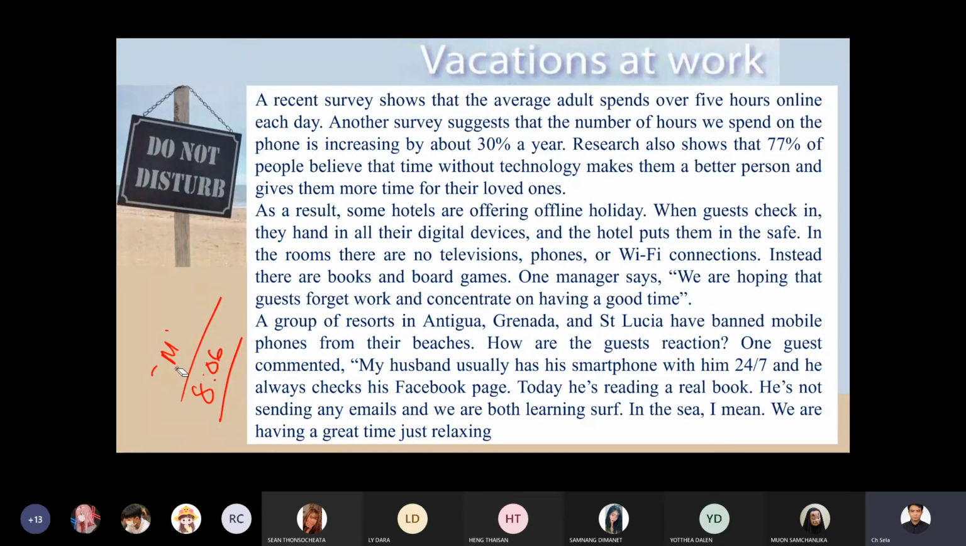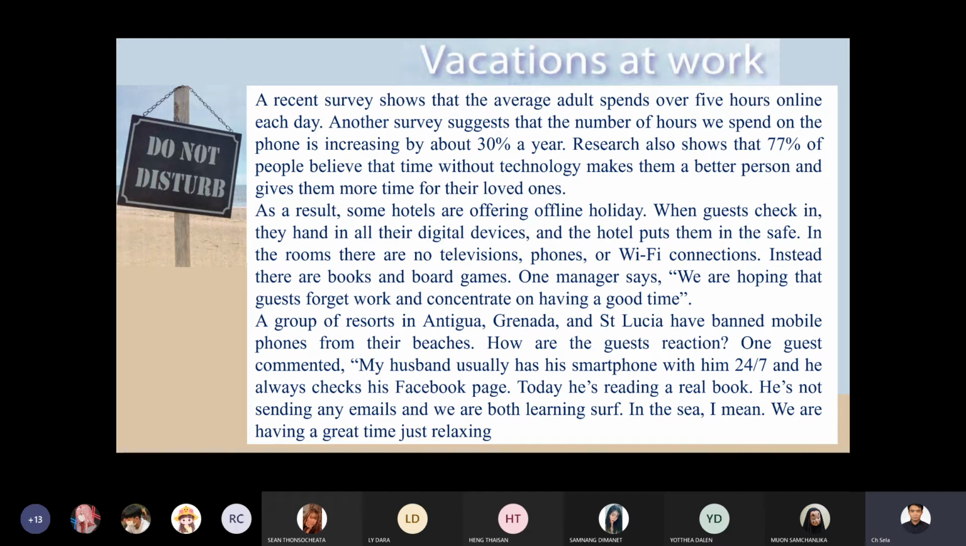Okay, so we haven't read this one yet. So I'm going to read for you. Please listen carefully, because after this I will ask some of you to read out. Okay, Vacations at Work. A recent survey shows that the average adult spends over 5 hours online each day. Another survey suggests that the number of hours we spend on the phone is increasing by about 30% a year. Research also shows that 77% of the people believe that time without technology makes them a better person and gives them more time for their loved ones.